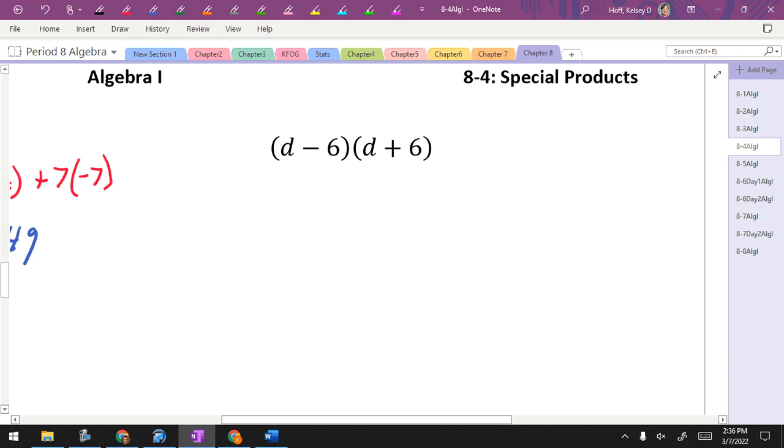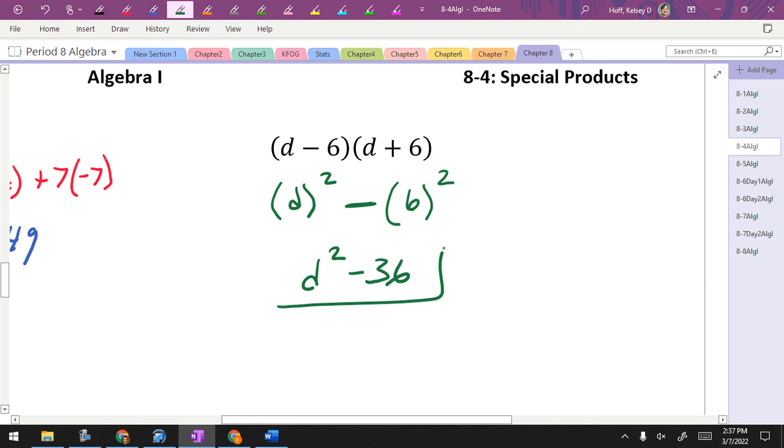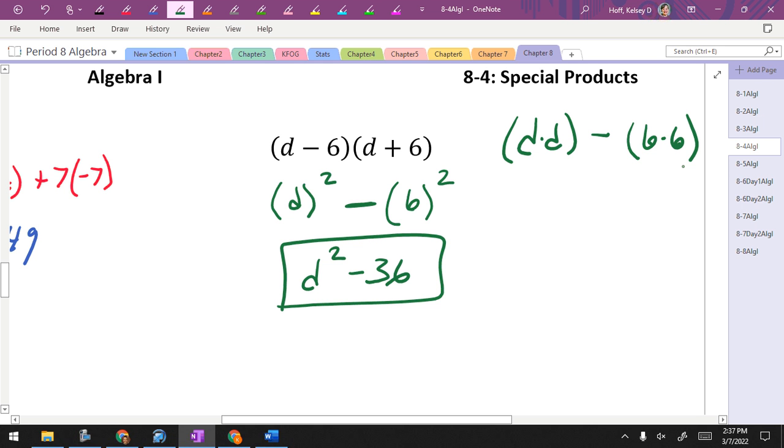Okay, so d minus 6 times d plus 6. What's your first term? D. We need to square that, right? Always going to be a minus, and then we're going to take 6 and square it. This ends up being? Very good. D squared minus 36. Now, the negative sign is not inside that parenthesis. Some people like to write it as d times d minus 6 times 6, just so they don't think about that squared and get confused on there, which is fine.